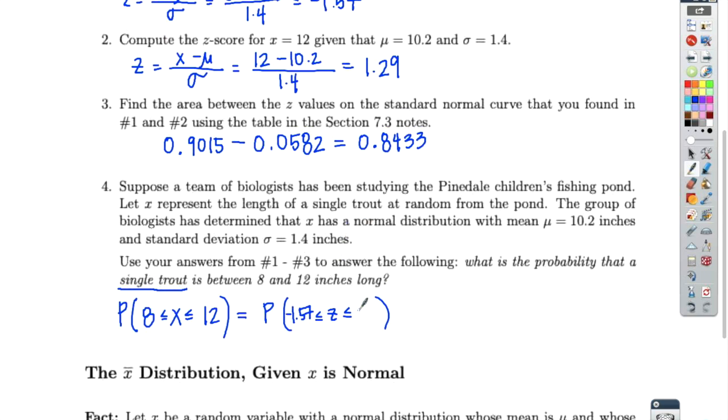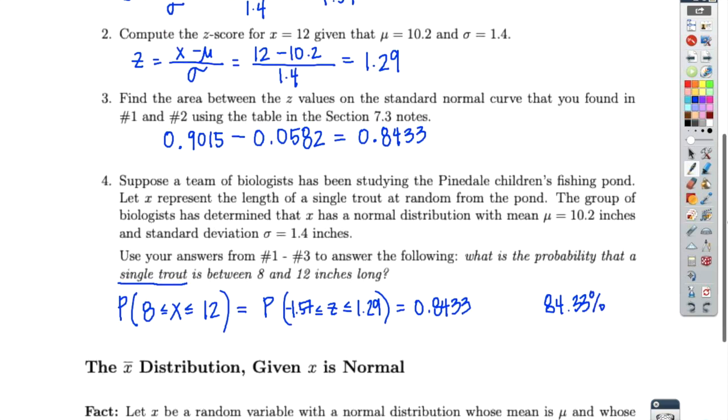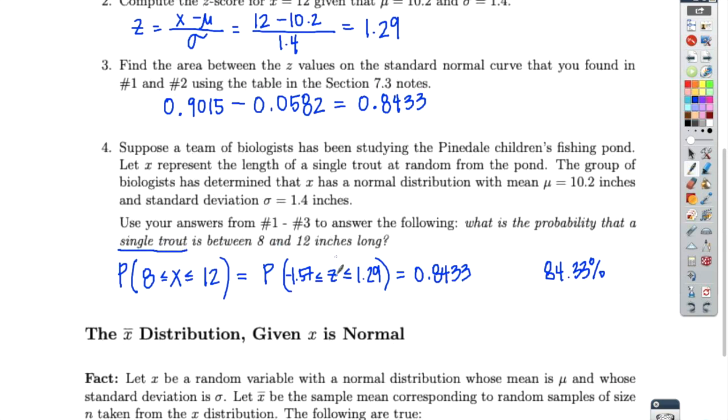We converted 12 to 1.29, and then we found the area between these in number 3, and we said 0.8433. Okay, so reading this as a probability, like in terms of a percentage, this means that if you walk up to this Pinedale Children's Fishing Pond and you catch one fish, there is an 84.33% chance that that fish is somewhere between 8 and 12 inches long. Okay, so fine. That's great.